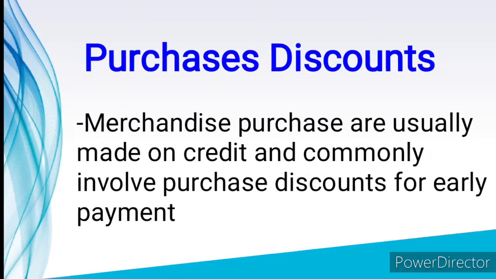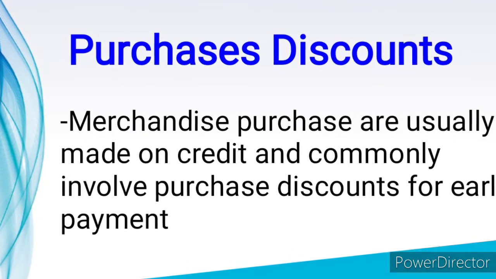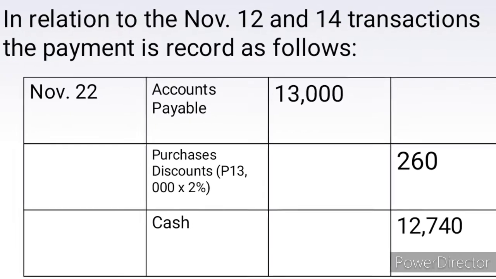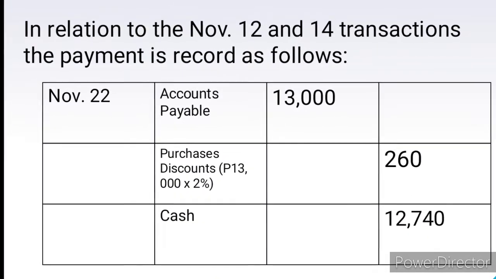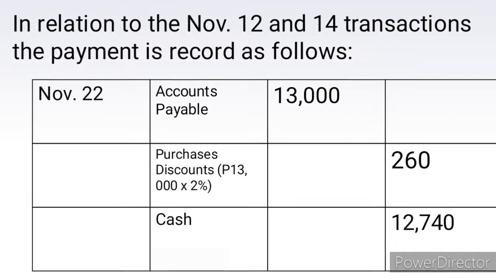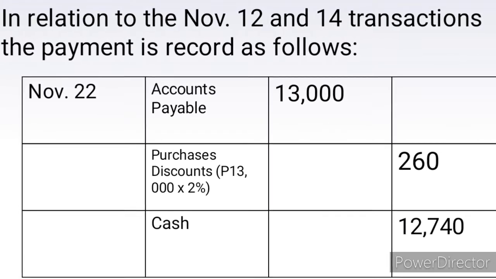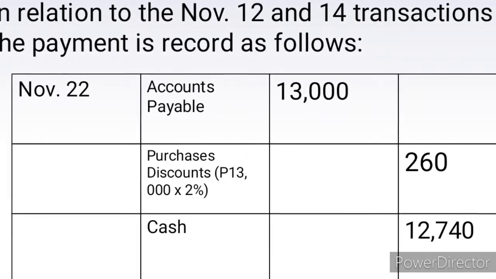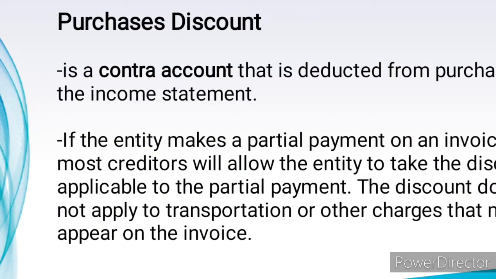Now let us learn purchases discount. Merchandise purchases are usually made on credit and commonly involve purchase discount for early payment. In relation to November 12 and 14 transactions, the payment is recorded as follows. On November 22, we debited accounts payable amounting to 13,000 and purchase discount, that is 13,000 multiplied by 2%, is 260 pesos, and the cash that we paid is 12,740 pesos. That is the deduction of 260 from 13,000. Purchases discount is a contra account that is deducted from purchases on an income statement.